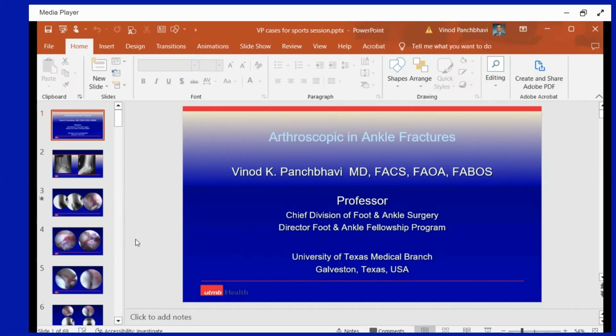Great job, Stefan. We came a long way trying to understand these fractures. We've been fixing these fractures for many, many years, and we're still learning, with the aim, obviously, to improve the outcomes.